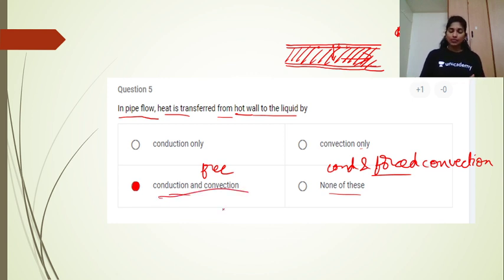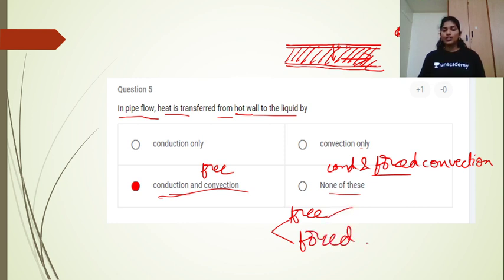Okay. So in convection also we will be having two terms. It is free and forced. So based upon the question that they have given, or based upon the condition, you have to answer it. Okay. So, next one.